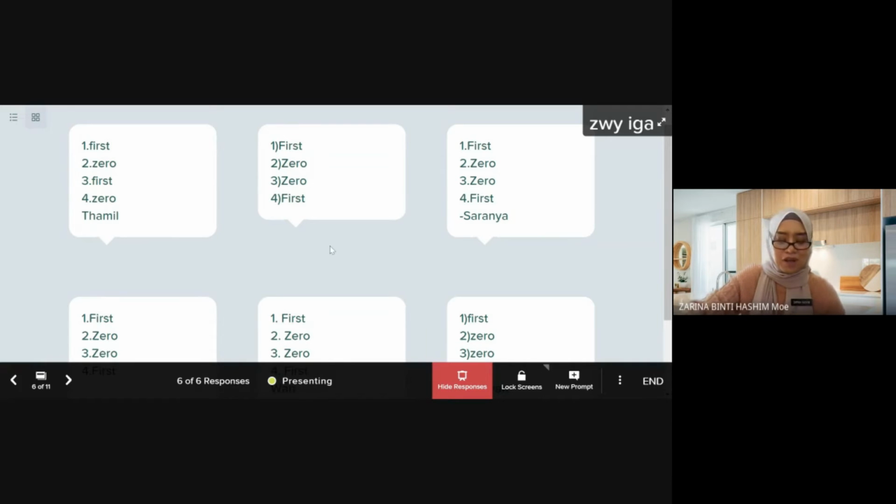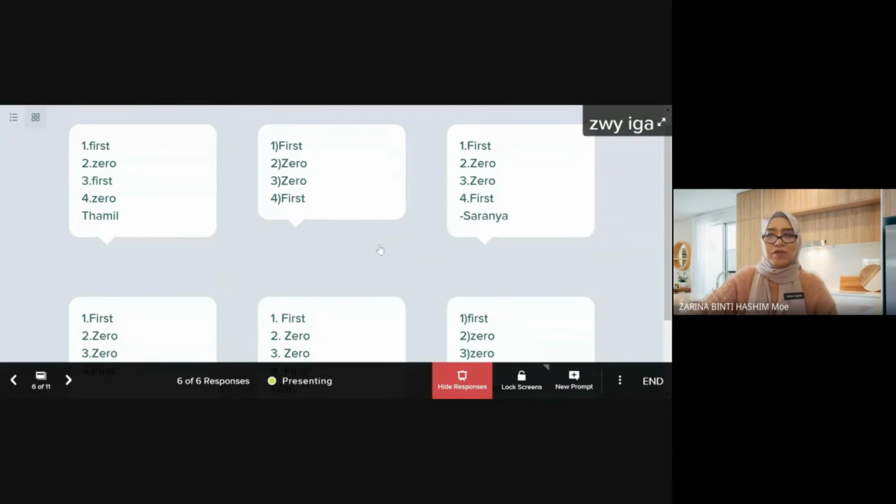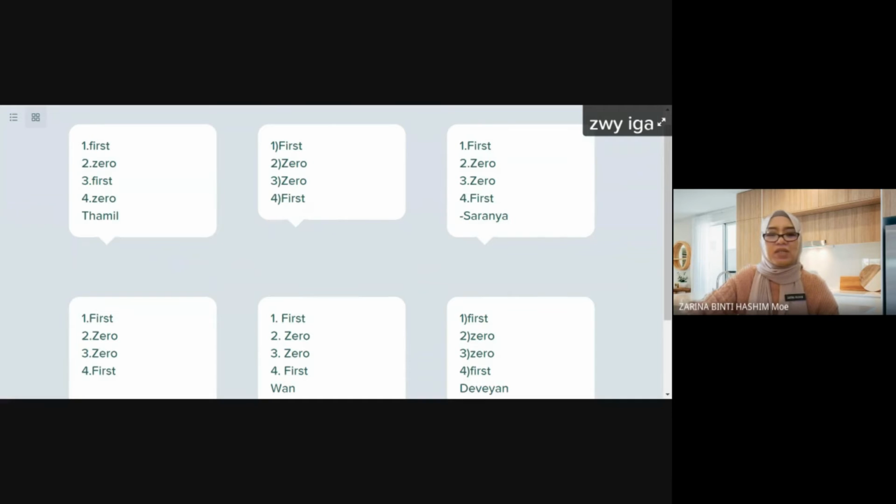Okay, number two. Which conditional talks about the general truth or facts? That is none other than zero. Yes, very good. Okay, number three. Which conditional can you use when instead of if? This one is either when or if. I think it is under zero. Number three should be zero. Okay, Tamil, please do the correction. Number three, zero.